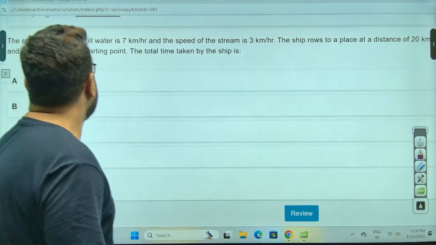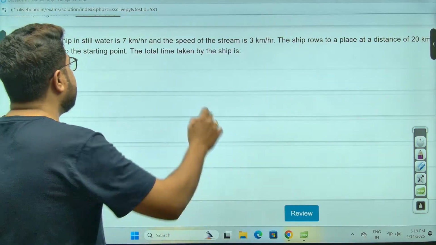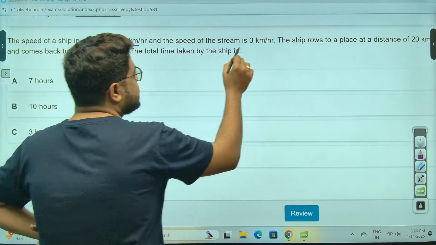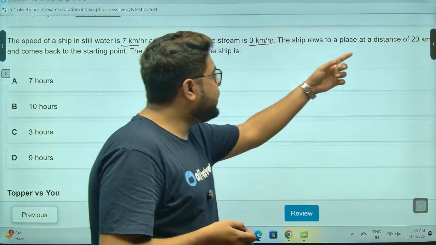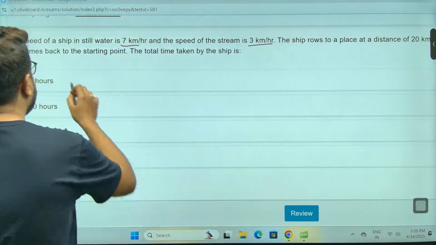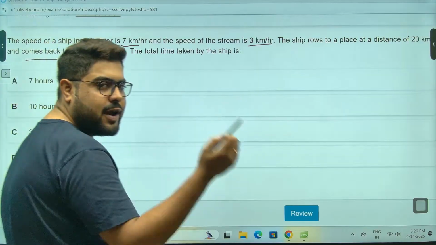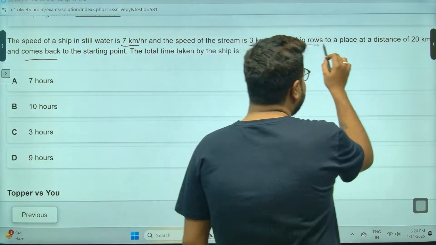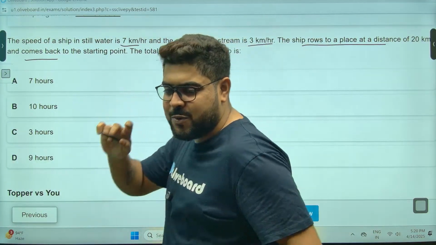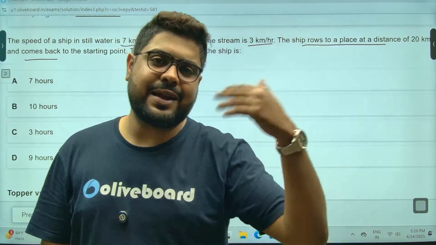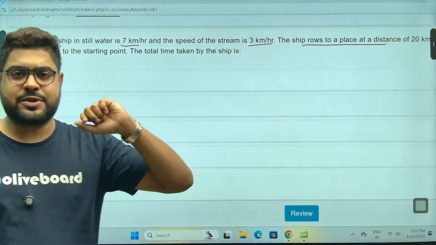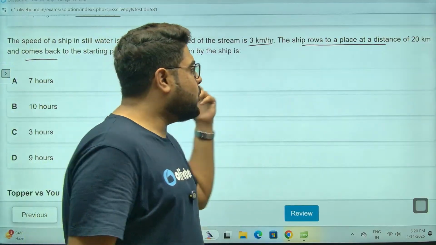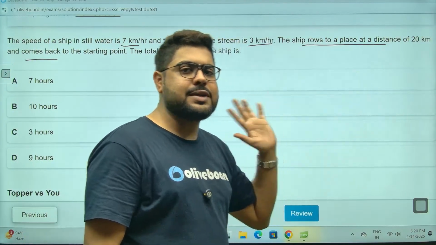Speed of a ship in still water is 7. Stream is given, so I know downstream, upstream, everything. Ship rows to a place at a distance of 12 kilometers and comes back. Whenever you see this type, goes to a place and then comes back, it means one direction is downstream, another direction is upstream. We don't need to know which one is downstream and which one is upstream.